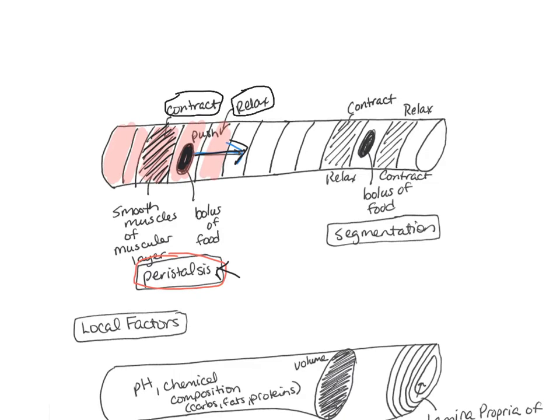There's another type of contraction that's called segmentation. And segmentation is when a bolus of food is going to be churned in between two segments of the GI tract. In order for this to happen, the band of smooth muscle behind the bolus will contract at the same time that the band in front of the bolus is relaxing. Then quickly, the band in front will contract while the band behind will relax. And so this causes a churning of that bolus back and forth inside this segment, and it will help to mechanically break it down. And we call that segmentation.